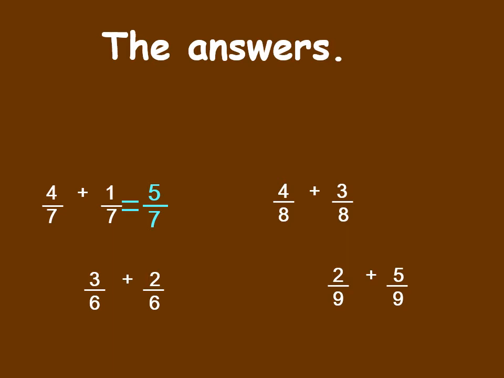Next up, 4/8 plus 3/8. The eighths stay the same, don't they? So all we've got to do is add 4 and 3. Really hard maths this is, kids. 7/8. 3/6 plus 2/6. Sixths stay the same, remember? So we should have 5/6, and then 2/9 and 5/9. That's right, you've got it. The ninths stay the same, so our answer should be 7/9.